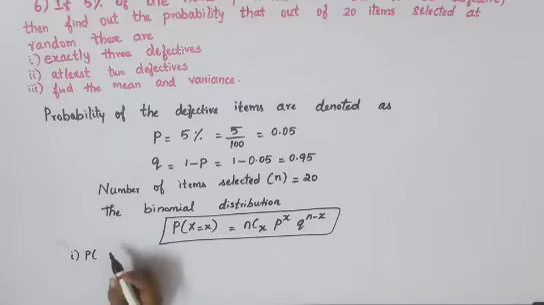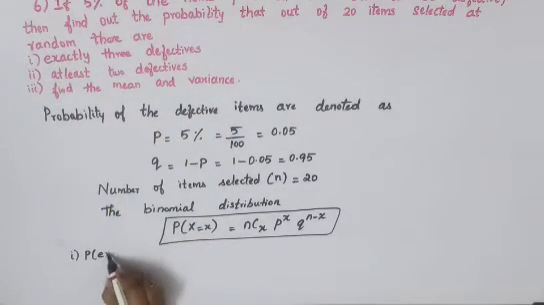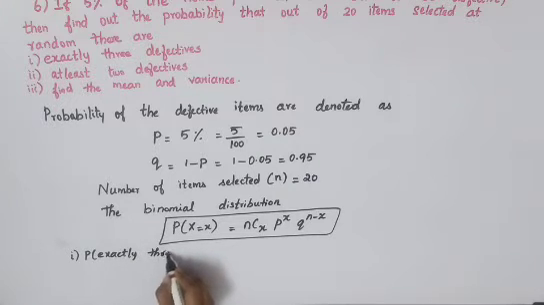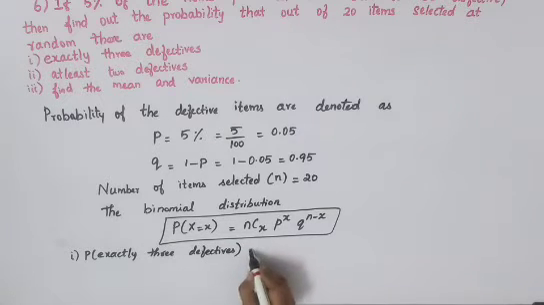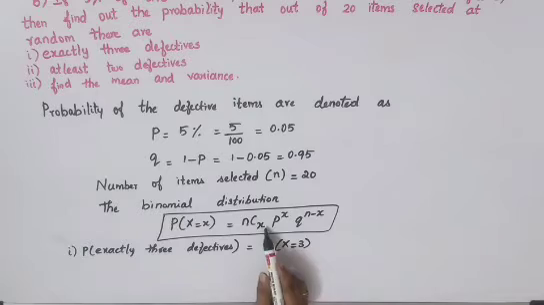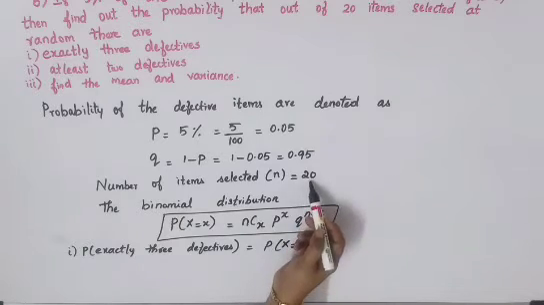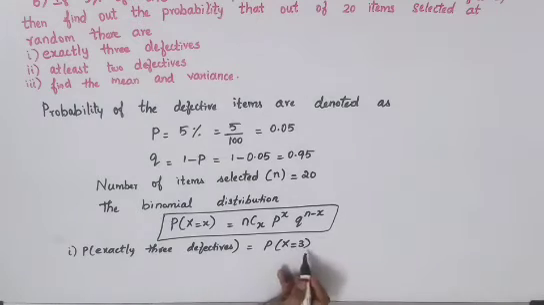The probability of exactly 3 defectives they asked. So we can write it as P of x is equal to 3. Put 3 in the place of small x; your n, q and p are ready. All the values are ready, we just have to go for substitution.